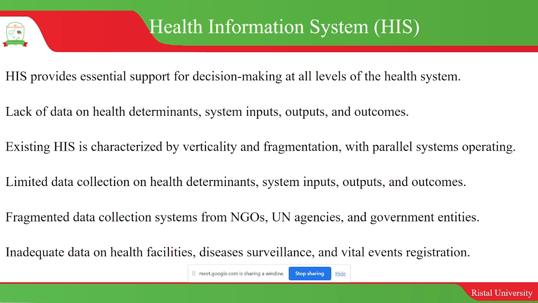Like I said, health information system is very important at all levels for decision making and proper planning. The issue that we have is that every organization is utilizing its own health information system. And this is what we call fragmentation and verticality. So people are having parallel operating systems on health information. And that makes it very difficult to collect and utilize and even disseminate data.